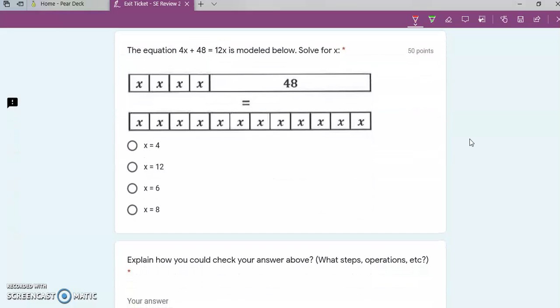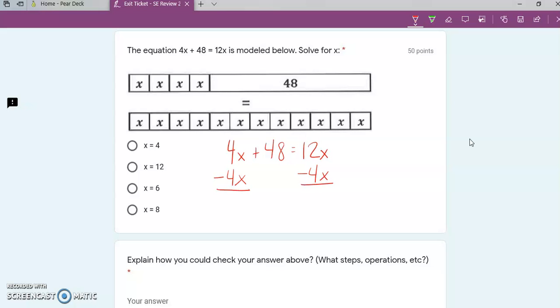But we move on to this equation, 4x plus 4/8 equals 12x, being modeled below, and we want to solve for x. So 4x plus 48 is equal to 12x, and they want us to solve for x. So this one, I need to move over this 4x to the other side, so that I can have all the regular numbers on one side and all the x variables on the other side.